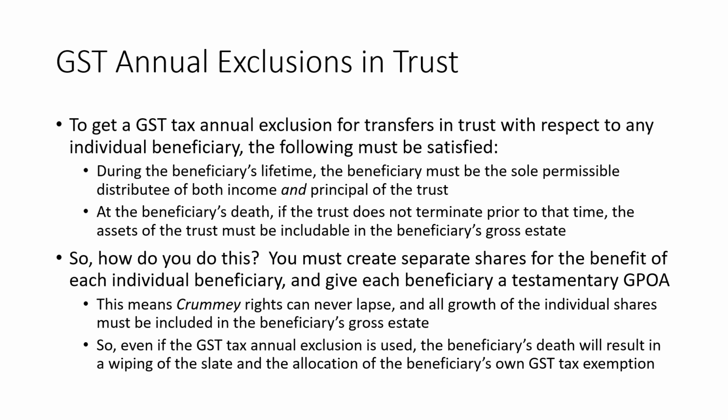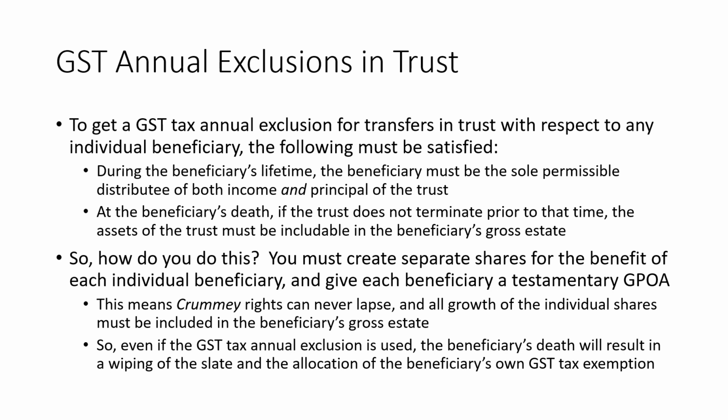Instead, there are specific requirements within Code Section 2642 to qualify transfers in trust for this automatic zero inclusion ratio that's pegged to a non-taxable gift. So, in order to use this GST tax, quote-unquote, annual exclusion, for one, during the beneficiary's lifetime, the beneficiary must be the sole permissible distributee of both income and principal of the trust. So in other words, you have to have a share just for that beneficiary that's completely siloed. They're the only beneficiary of that $15,000 annual exclusion gift, or $30,000 annual exclusion gift if there's gift splitting. And not only that, this is the real kicker, which kind of makes this impractical. At the beneficiary's death, if the trust does not terminate prior to their death, then the assets of that siloed trust must be included in their gross estate.